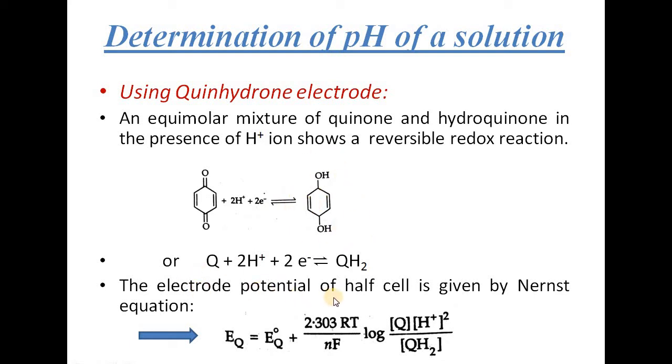Now the electrode potential of the half cell is given by the Nernst equation. E_Q is equal to E_Q naught plus 2.303 RT by nF log. As we are taking here the reduction reaction, here we will put minus and then we will write QH2 divided by Q into H+ squared. So taking it in reverse, we will write here E_Q is equal to E_Q naught plus 2.303 RT by nF log Q into H+ squared divided by QH2.